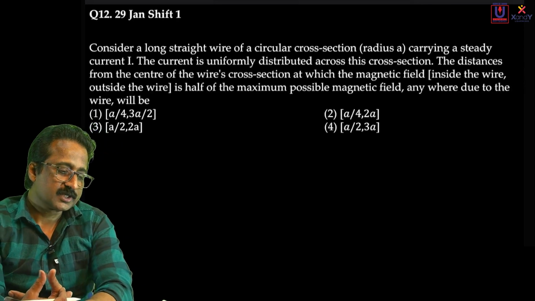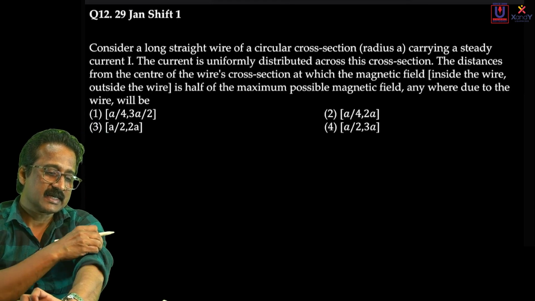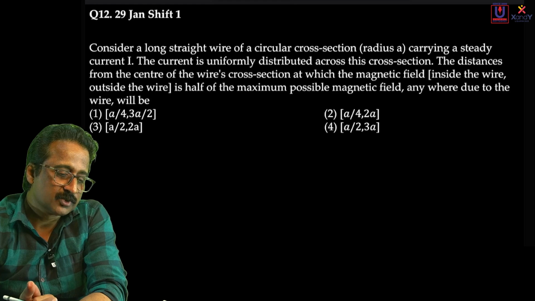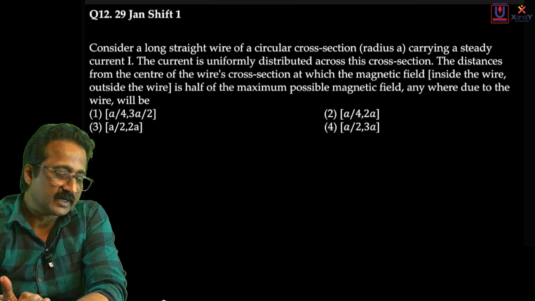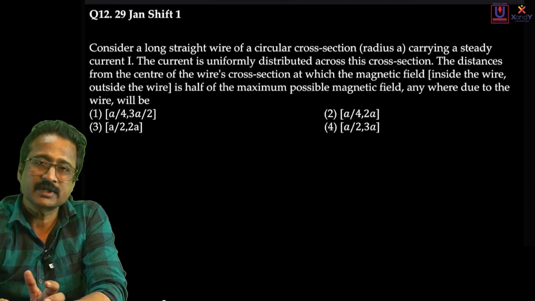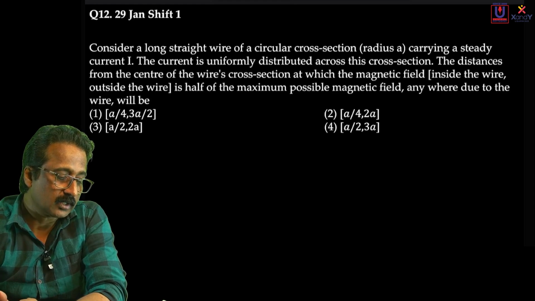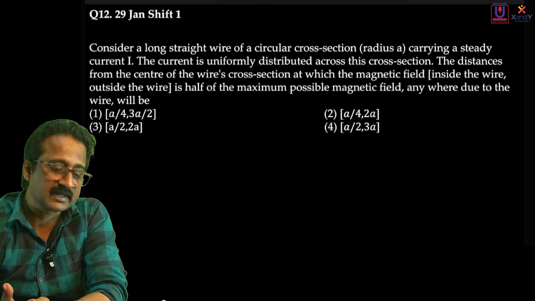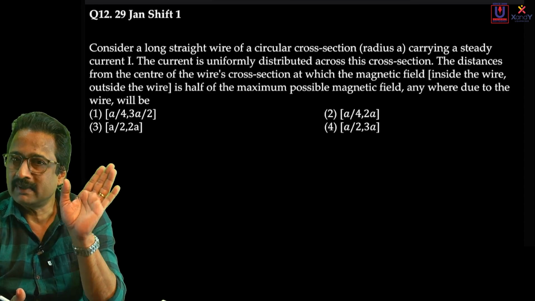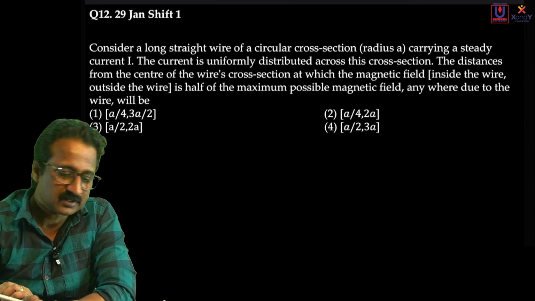Consider a long straight wire of a circular cross-section carrying steady current I. Current is uniformly distributed across this cross-section. Find the distances from the center of the wire's cross-section at which the magnetic field inside the wire and outside the wire is exactly equal to half the maximum possible magnetic field. You know, for a cylindrical wire, the magnetic field varies with distance. I'll just try to show some figure.